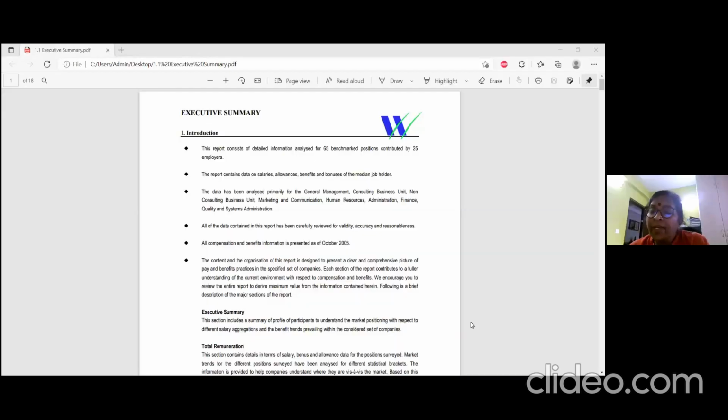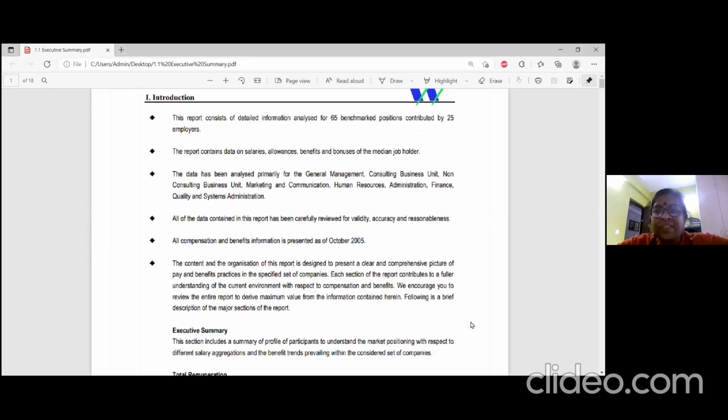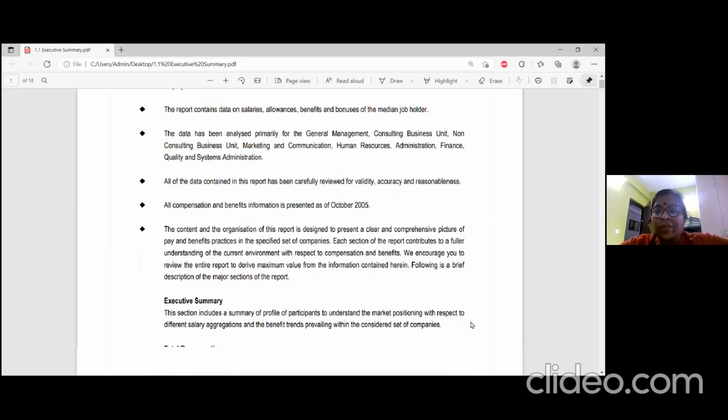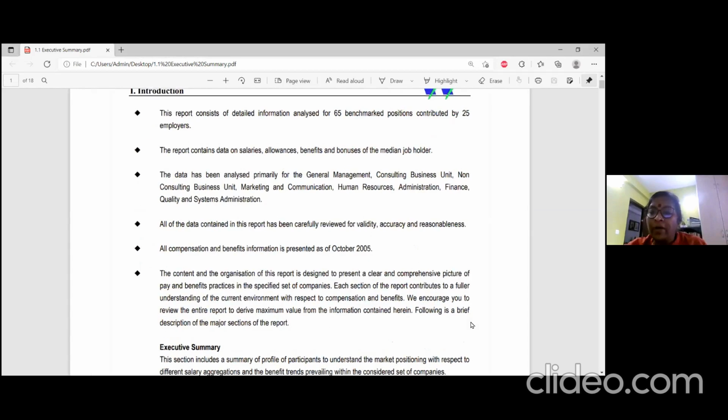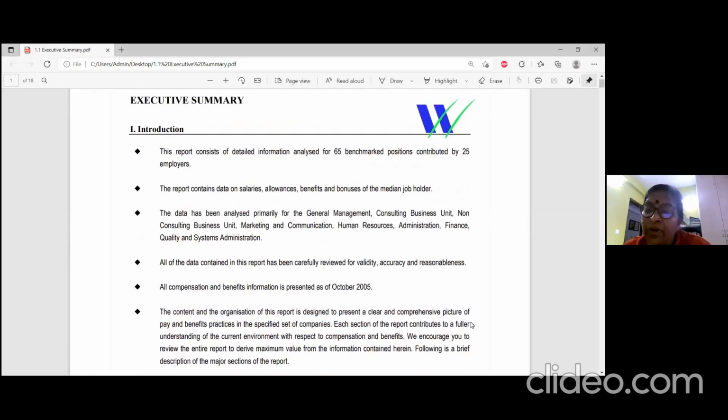Guys, this is an old report, but nevertheless, it is a report by Watson Wyatt. Typically, when we talk about external equity, it's very simple: you are comparing salaries with the market, right? Anybody who can give me a little better understanding? Let's ignite the minds. What do you understand by external equity or market pricing? What do we do typically?